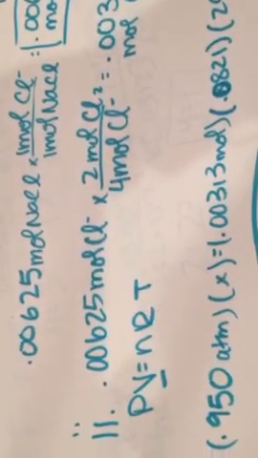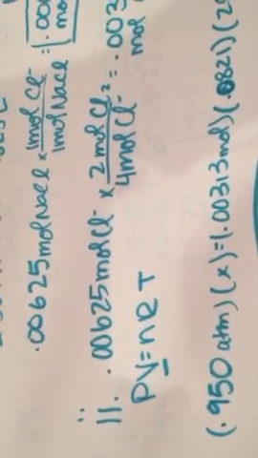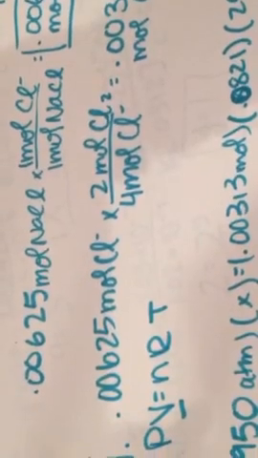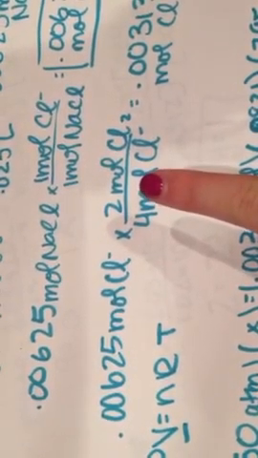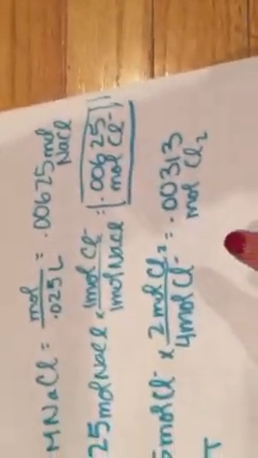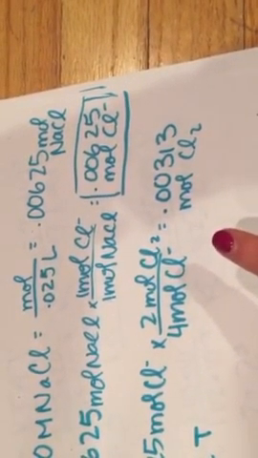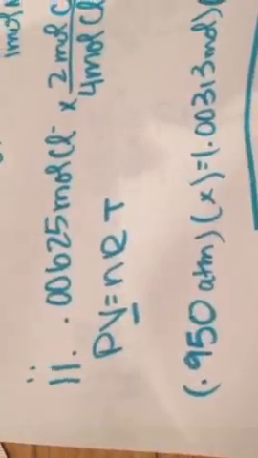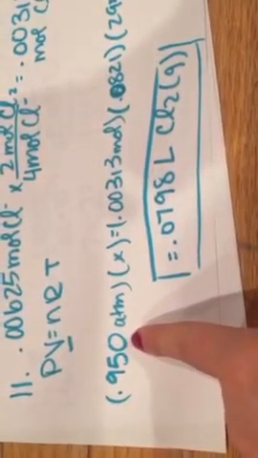So I took the 0.00625 moles of Cl minus from the part above, and I did mole-mole stoichiometry using the balanced equation it gave us above. You see there's 4 moles of Cl minus and 2 moles of Cl2. So I put 4 moles of Cl minus on the bottom and 2 moles of Cl2 on top, and I got 0.00313 moles of Cl2. Then I did PV equals nRT, and I used 0.95 atm, which they give us.